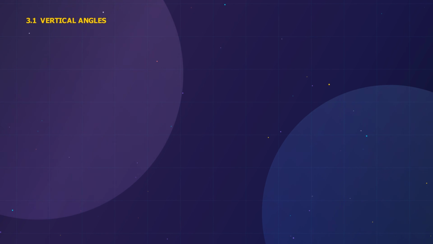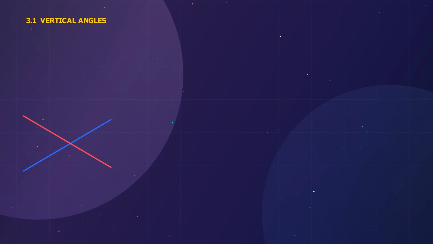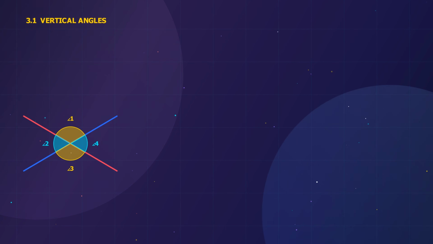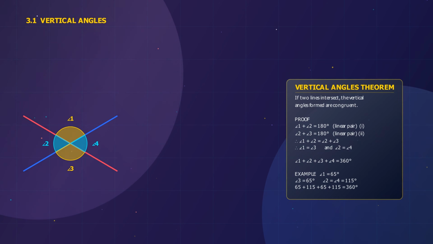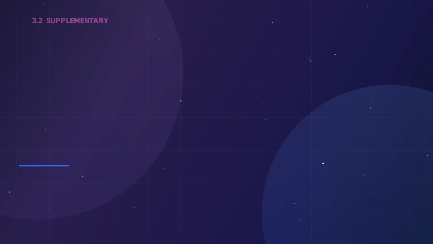When two straight lines cross, an extraordinary thing happens. 4 angles appear, and those 4 angles have a secret relationship. The angles directly opposite each other, called vertical angles, are always exactly equal. They are congruent.